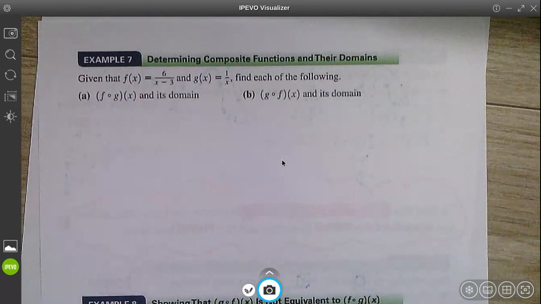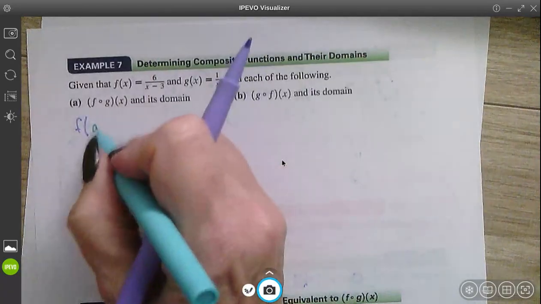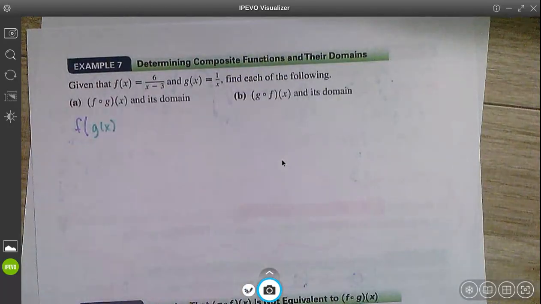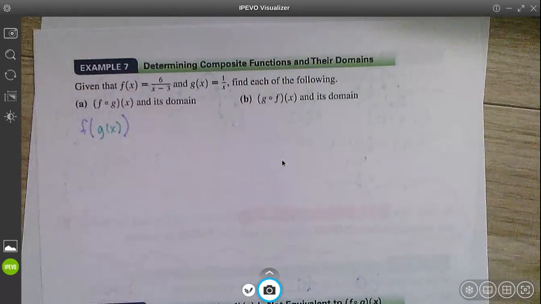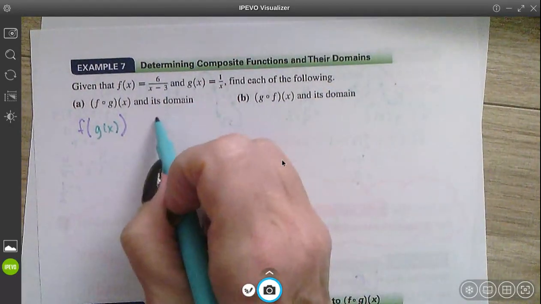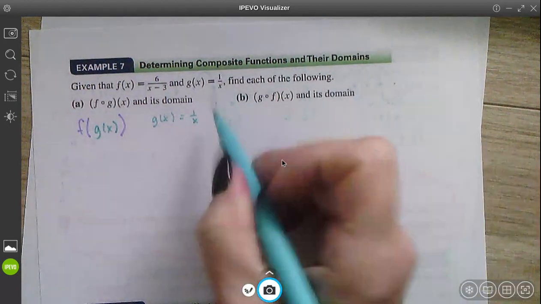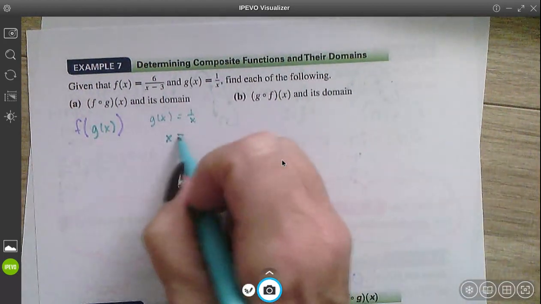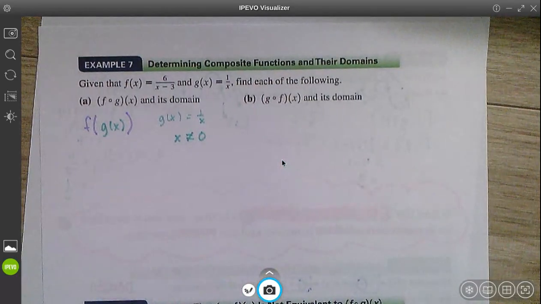F circle g of x means f of g of x. So in this case, my input is g of x, so I need to figure out the domain for my input. G of x is 1 over x. For that domain, I take the denominator and set it not equal to 0. So that is my domain restriction.